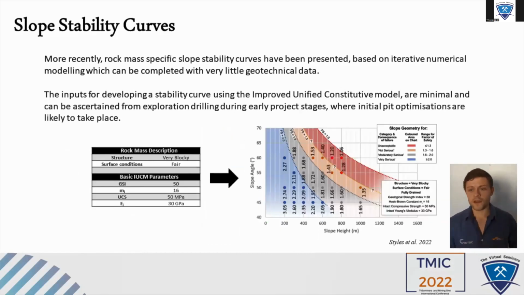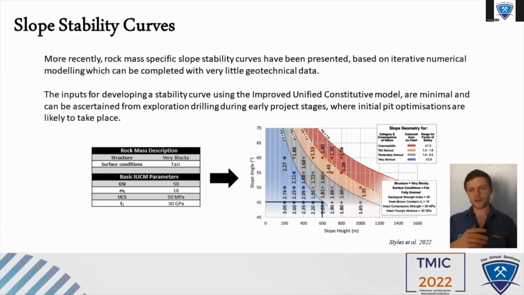In this case, I've used rock mass A from Tom Styles' paper. When you look at the inputs required, we've got GSI with the Brown constant, intact UCS, and the intact Young's modulus, which are very easily obtainable, or we can even use estimates of those. From that information, we run the iterative models and develop the curves here on the right. So if we look at a 600-meter slope, that's 45 degrees, and we can use that for optimization.